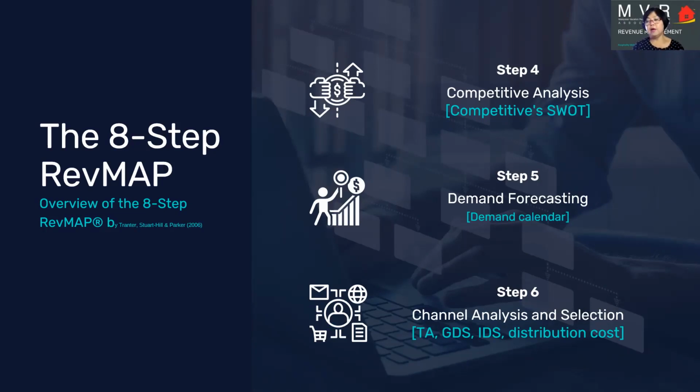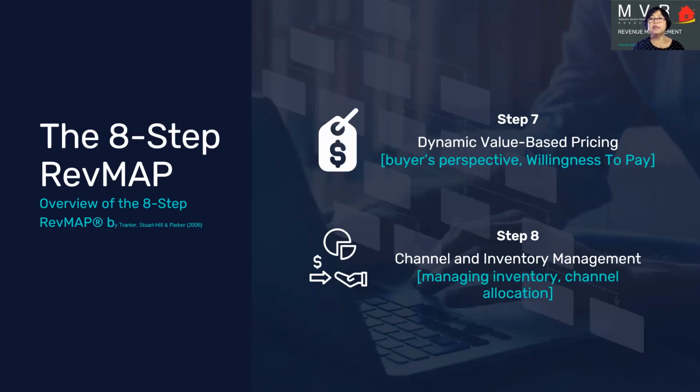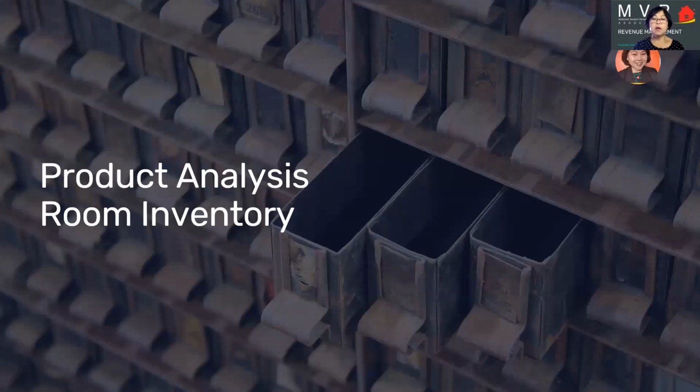Like we have travel agents, GDS, IDS distribution, OTAs, these are all channels. Step 7, dynamic value-based pricing: pricing your product at what your customer is willing to pay. Step 8, using channels and inventory management. Now we are going to start with product analysis and room inventory.